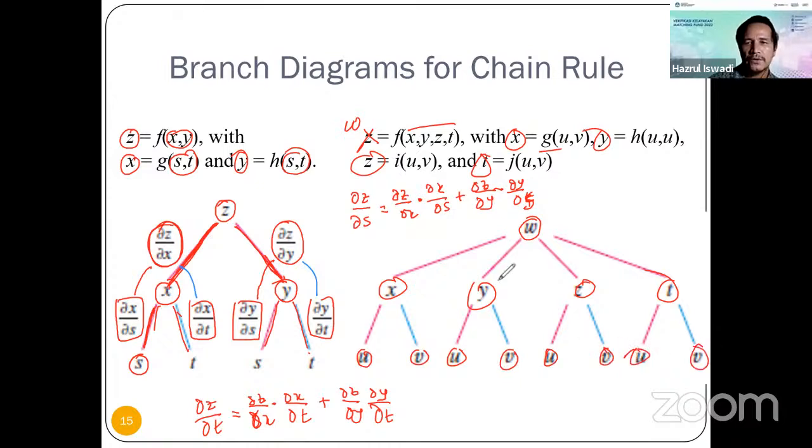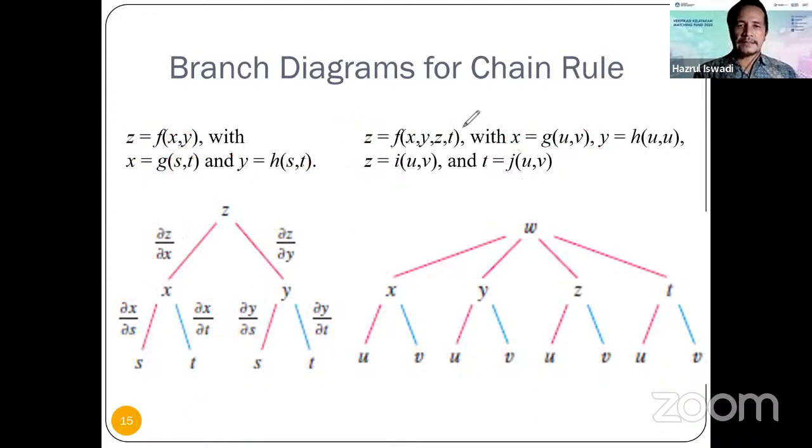So we can find the formula for ∂w/∂u, or you can also find the formula of ∂w/∂v, by using the previous example as a guide, a guidance.